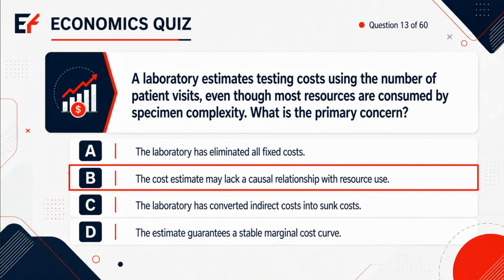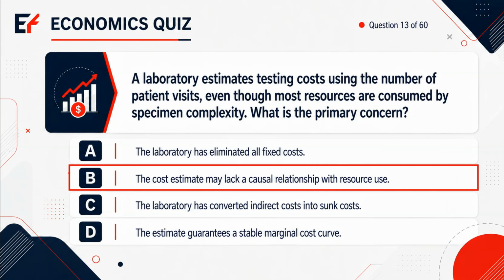Let's consider the driver selection. A reliable cost driver should have a meaningful cause and effect relationship with the resources being consumed. In this situation, specimen complexity drives most testing resources, not simply the number of patient visits. Therefore, using patient visits could produce inaccurate cost estimates.